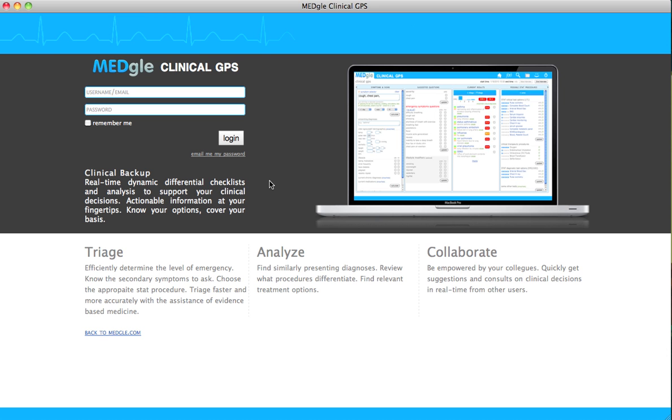Clinical GPS can be used by pharmacists in pharmacies, nurses and physicians in clinics, as well as in private practice. So why don't we go ahead and jump in and start taking a look at it.